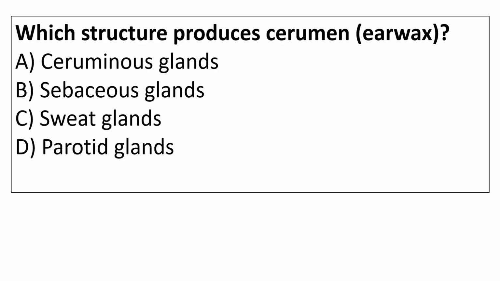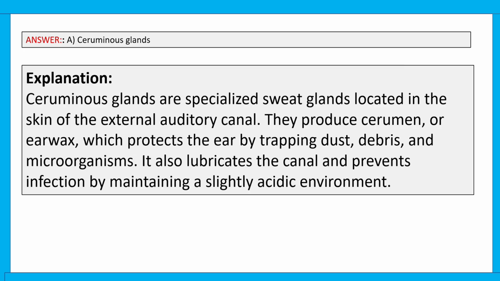Which structure produces cerumen or earwax? Ceruminous gland, sebaceous gland, sweat glands, parotid glands. The right answer is ceruminous gland.